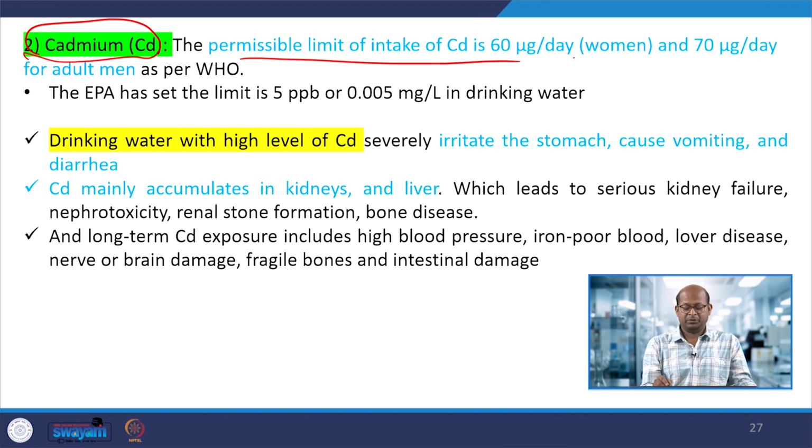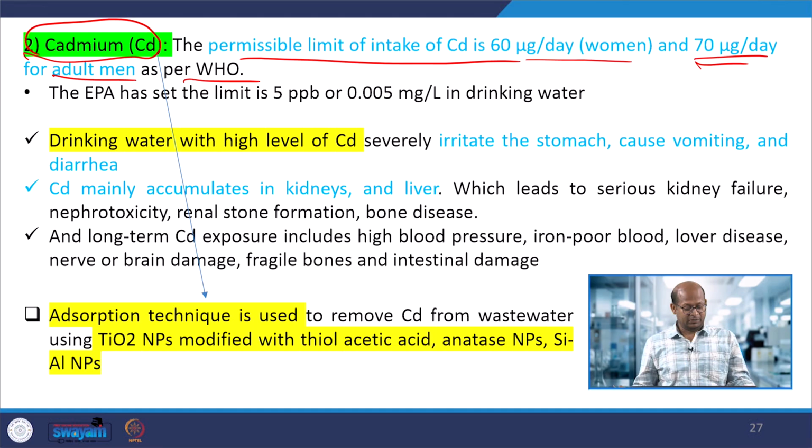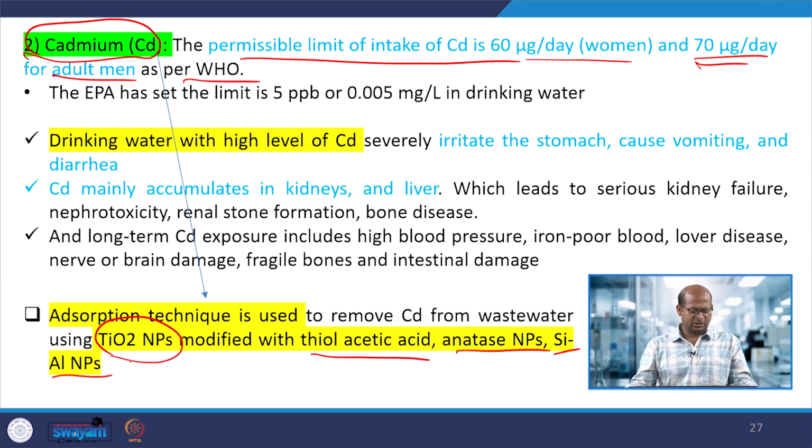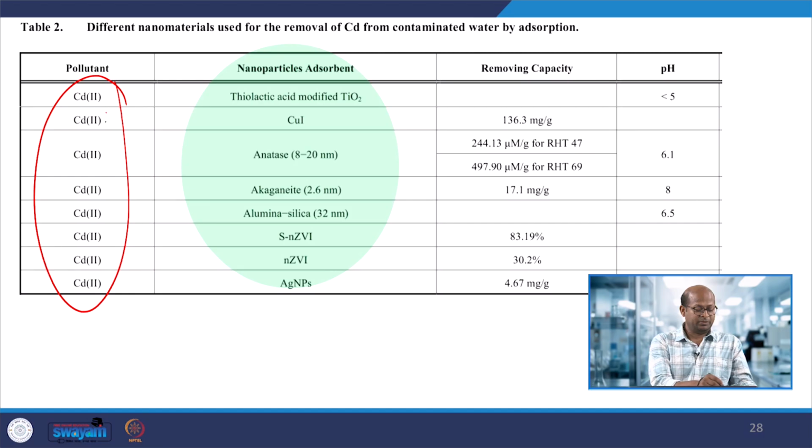The permissible limit for human intake is given as 60 micrograms per day, and 270 micrograms. So, if we want to separate cadmium, titanium dioxide nanoparticles modified with thiol acetic acid, or unmodified nanoparticles of TiO2, and silica aluminum nanoparticles can be used. These are the nanoparticles we can use for separation if cadmium ions are present in wastewater. Here you can see cadmium in the +2 oxidation state as the pollutant present in wastewater.